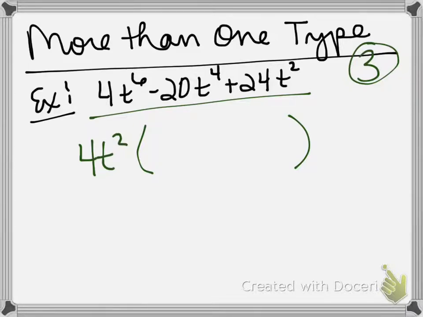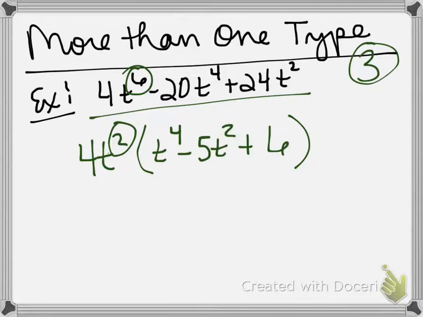If I factor out 4t squared, that leaves me with t to the fourth. Remember, when you take something out, you're subtracting. 6 minus 2 is 4. 20t to the fourth divided by 4t squared is going to be 5t squared. 24t squared divided by 4t squared is just 6 because the t squareds are going to cancel out.